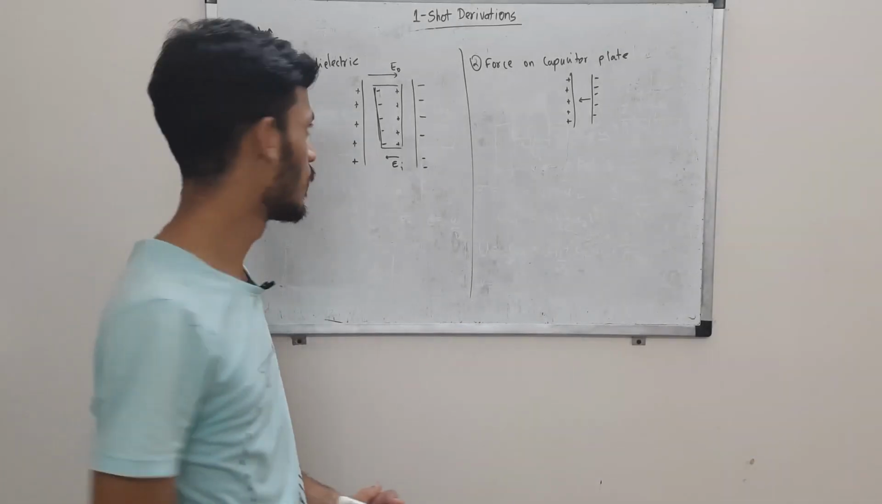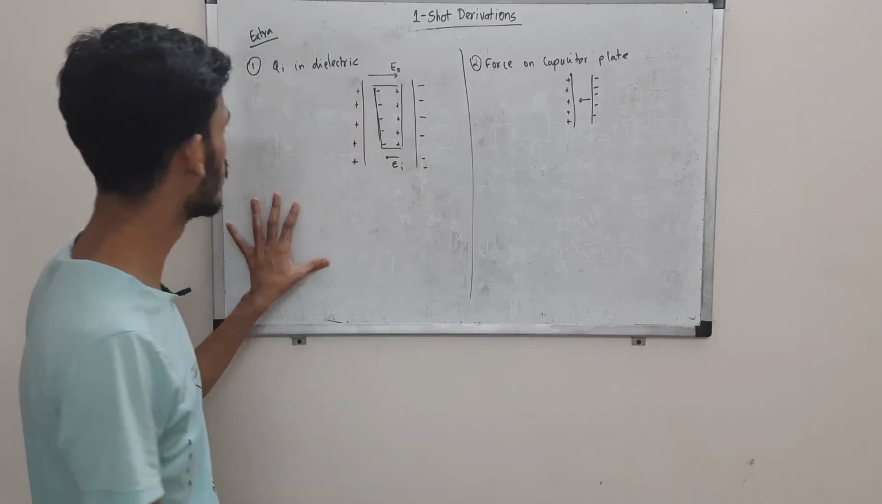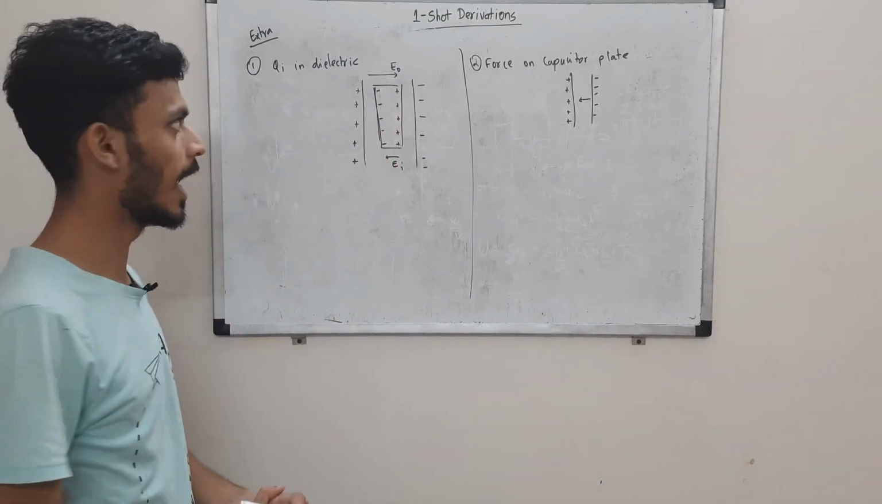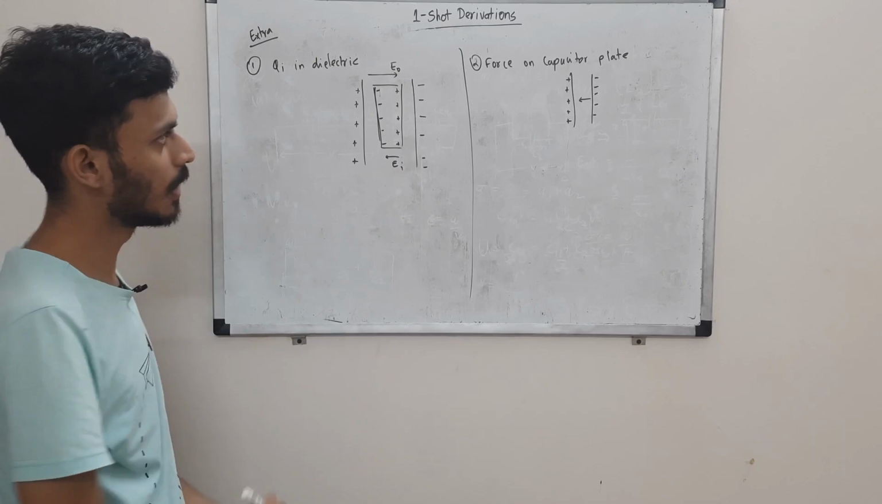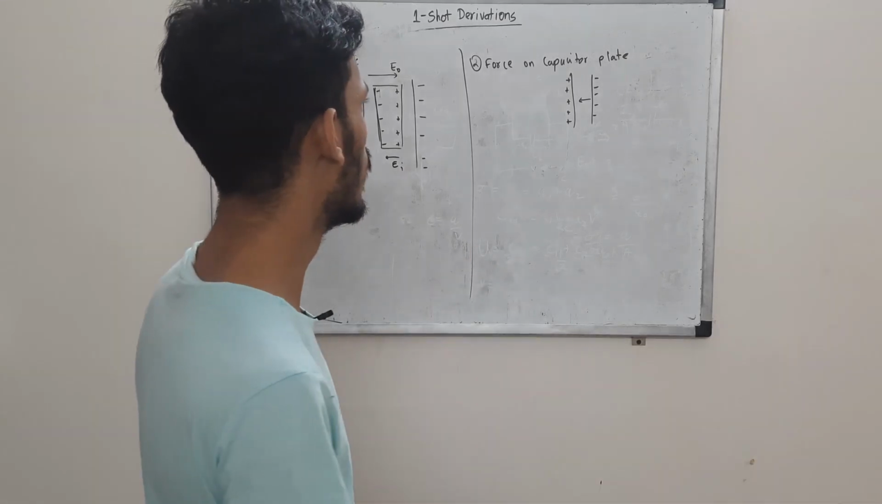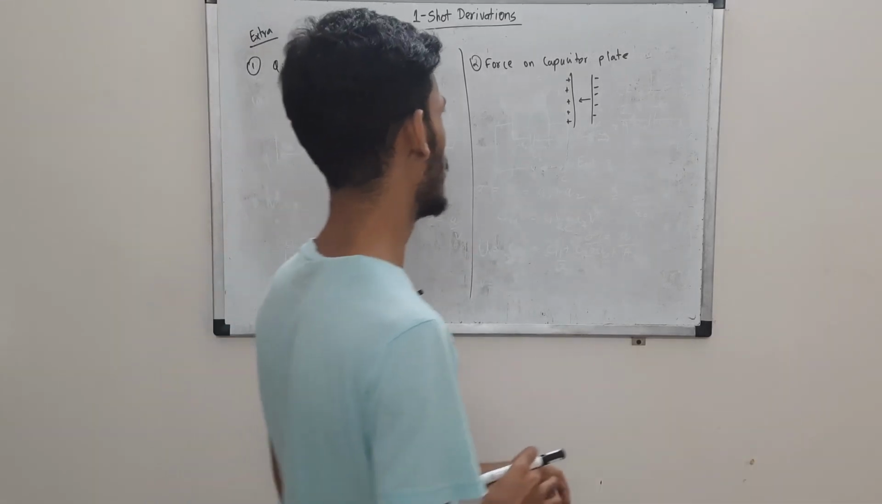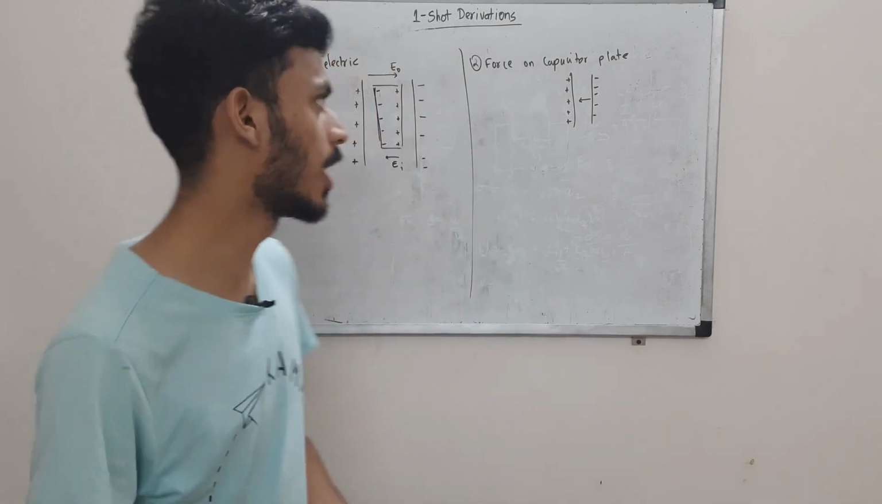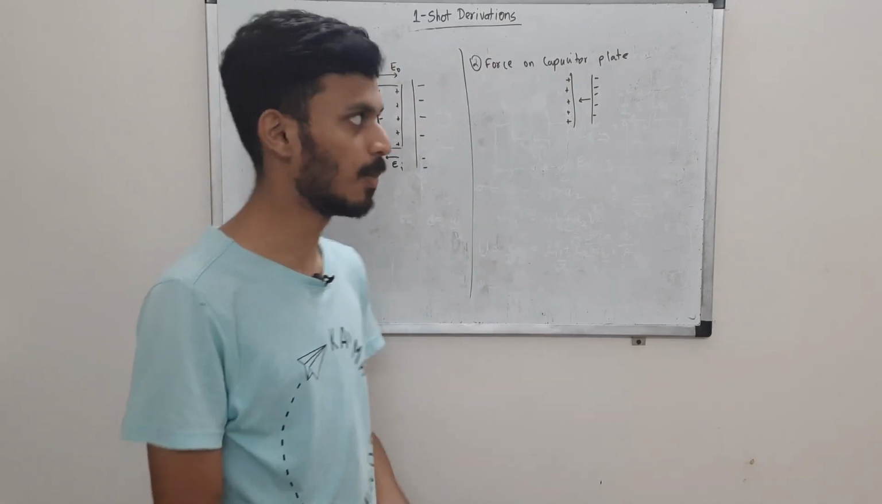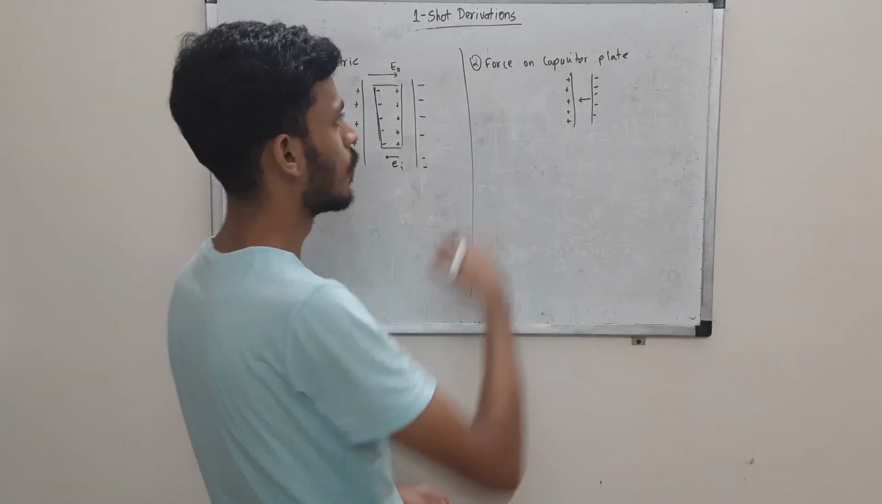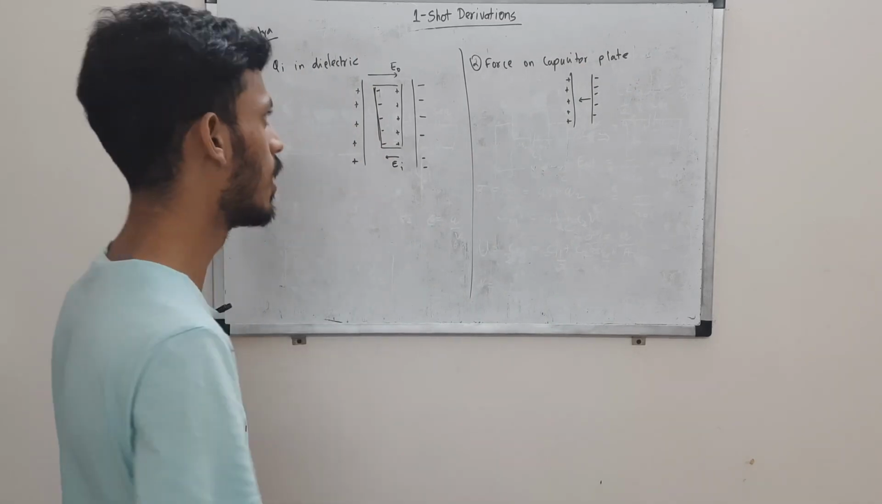Last few derivations over here. Here we'll be discussing the charge induced in a dielectric slab which is placed between the plates of the capacitor, and one more in which we'll be discussing the force on the capacitor plate due to the other plate. One plate exerts a force on the other plate. So what is that force?